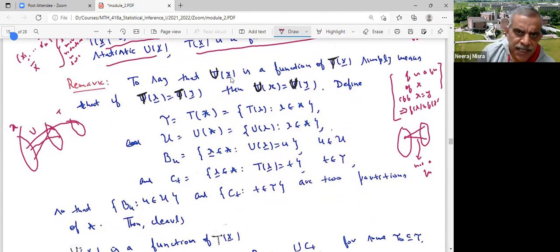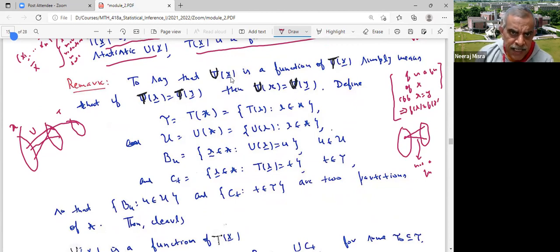So let us look at the partition induced by statistic T. Let us look at the range of statistic T, which is T(chi), the collection of all those T(x) such that x belongs to chi. U is the range of the function U, which is U(chi), the collection of all those U(x) such that x belongs to chi.